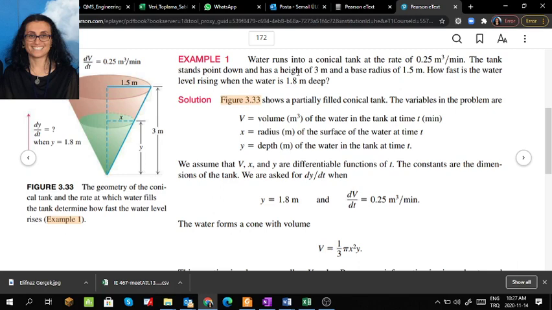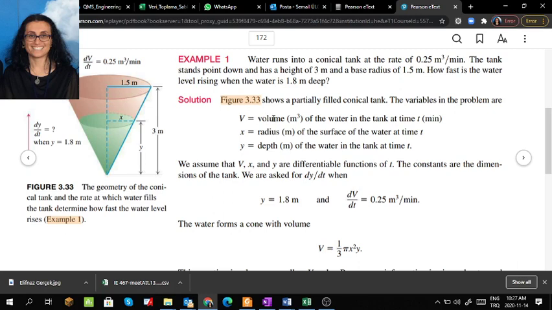That's the question. Now, first thing you will do is try to understand this question. We are talking about the rate of change of water getting into the tank and the rate of the water level rising that they are asking about. So there are two rates that they are talking about. But before we do that, first let's state the variables.